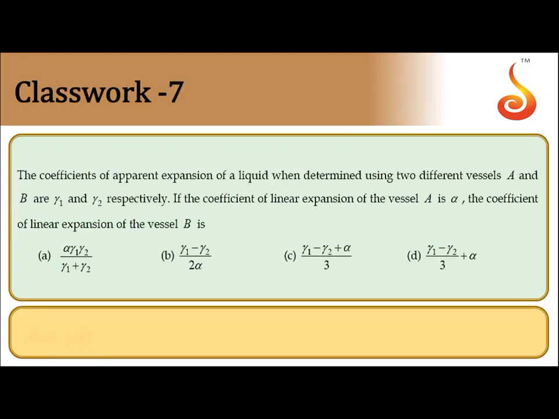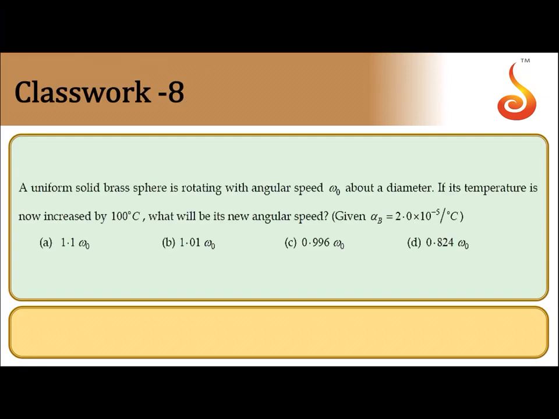Yes, we shall move on to next one. A uniform solid brass sphere is rotating with a speed of omega naught about a diameter. If its temperature is now increased by 100 degrees, what will be its new angular speed? Given alpha of brass is 2 into 10 power minus 5 per degree Celsius. Now, here we have to apply conservation of angular momentum. I1 omega 1 should be equal to I2 omega 2.